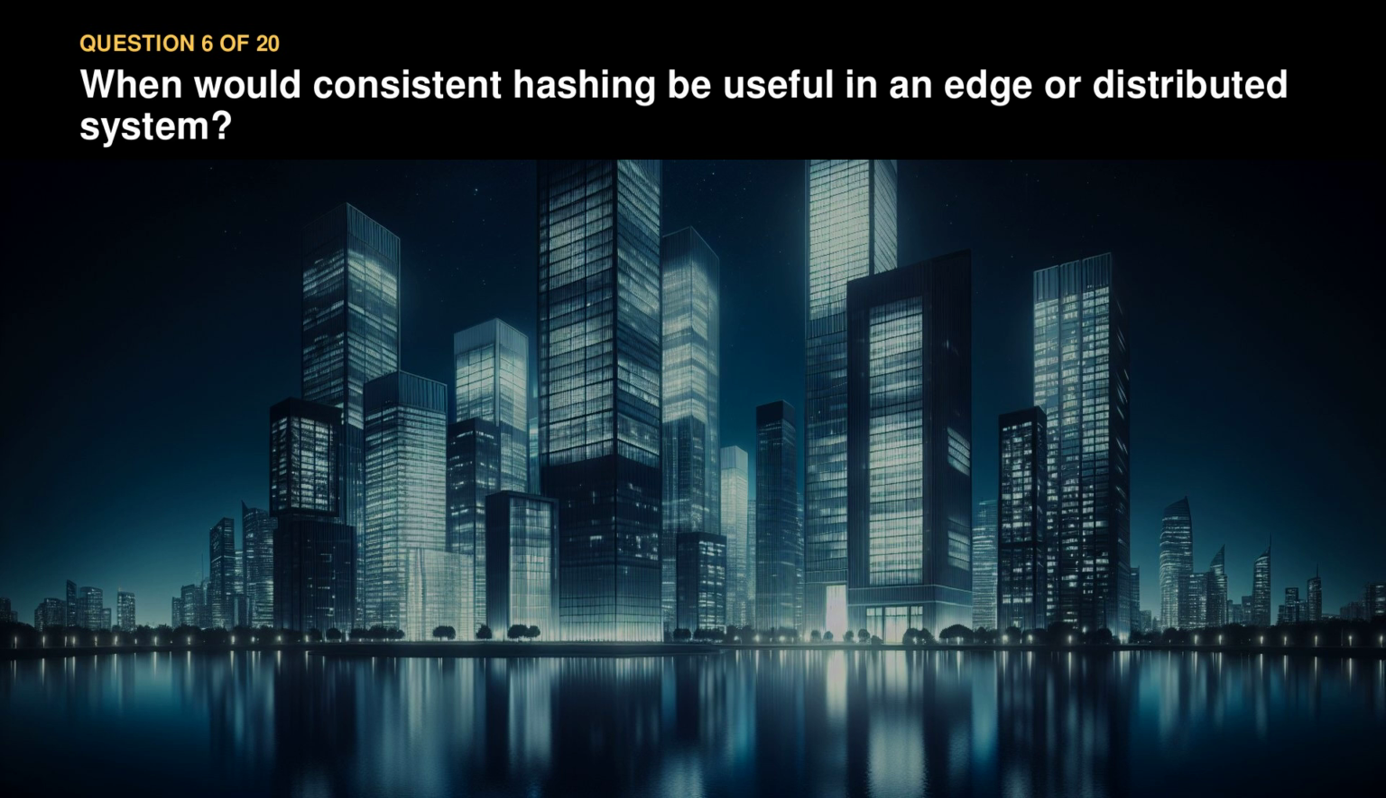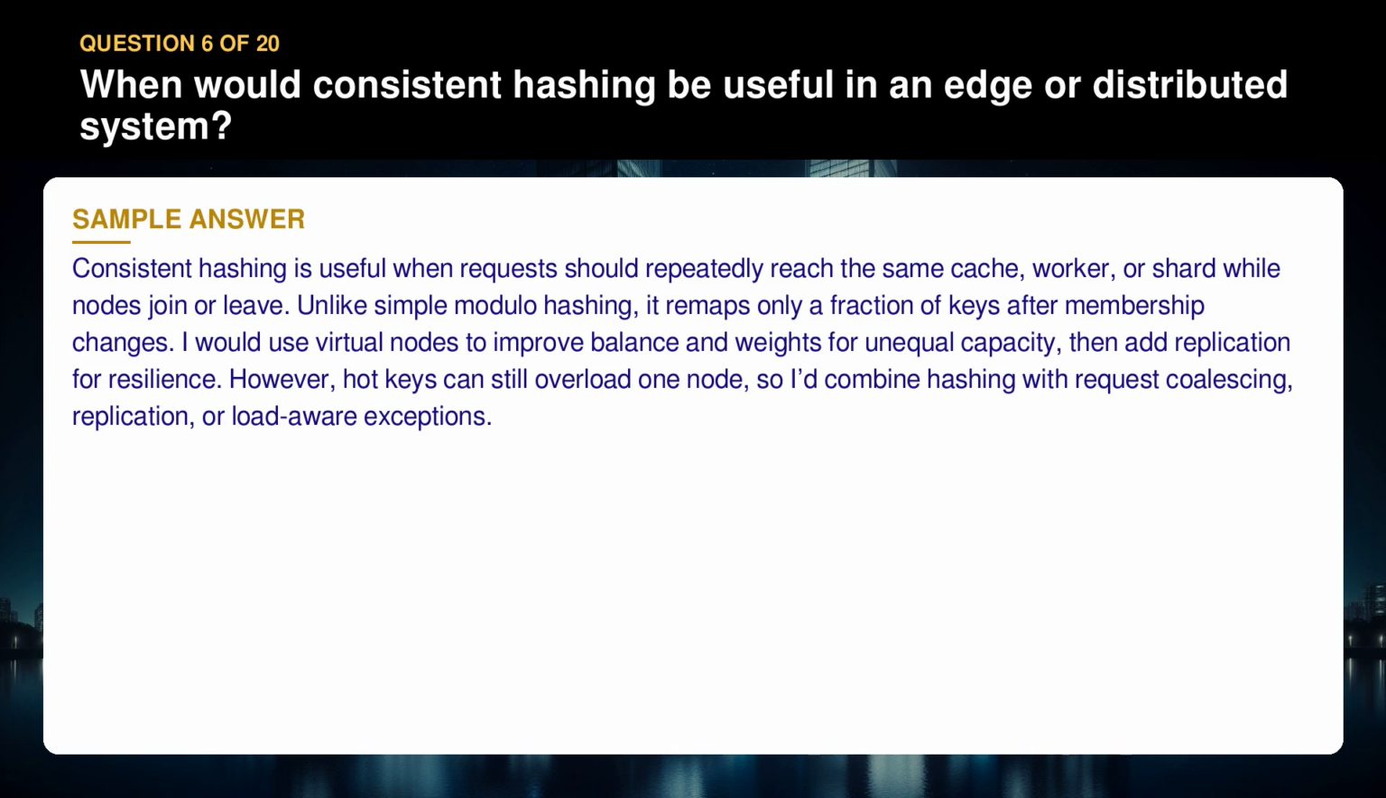Question 6. When would consistent hashing be useful in an edge or distributed system? Consistent hashing is useful when requests should repeatedly reach the same cache, worker, or shard while nodes join or leave. Unlike simple modulo hashing, it remaps only a fraction of keys after membership changes. I would use virtual nodes to improve balance and weights for unequal capacity, then add replication for resilience.